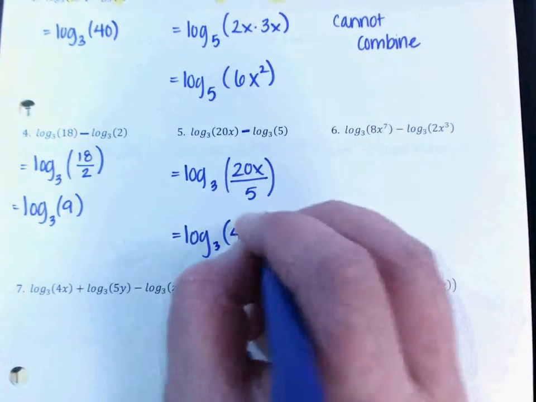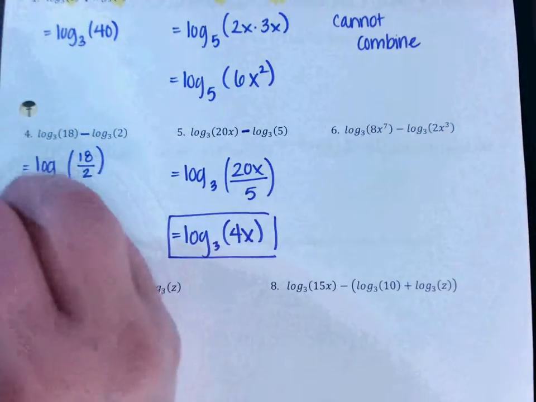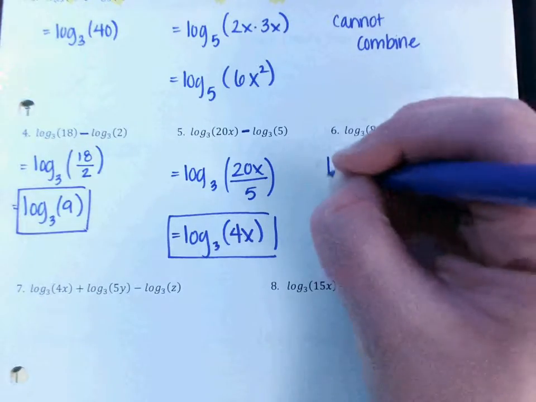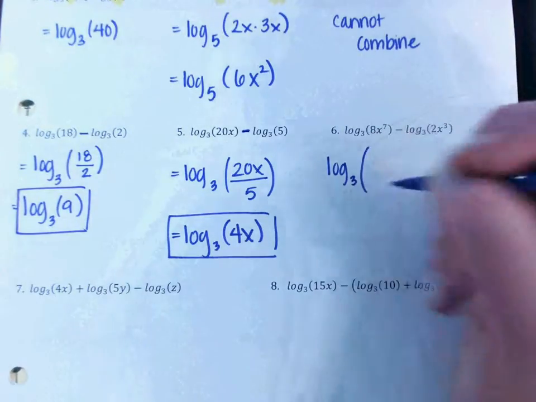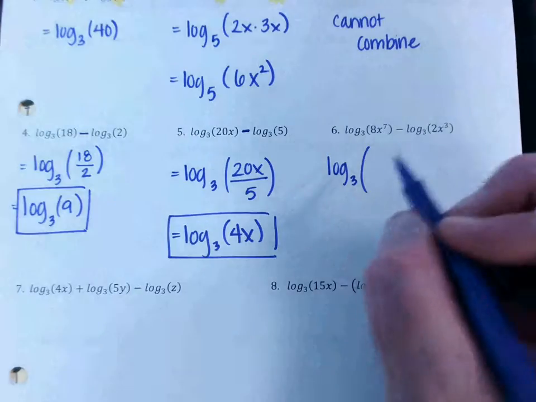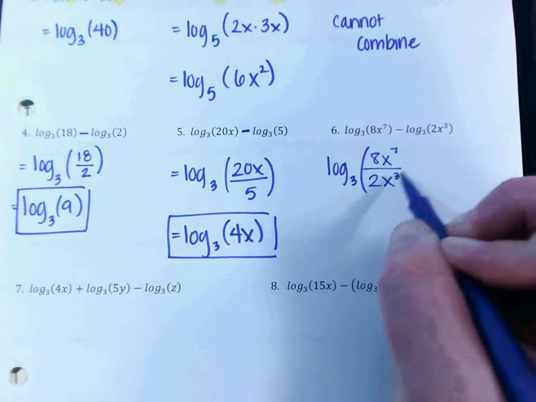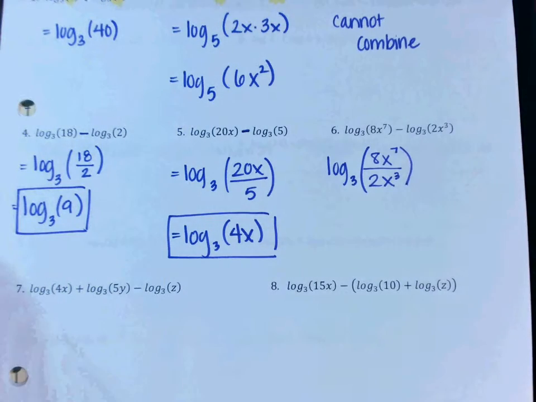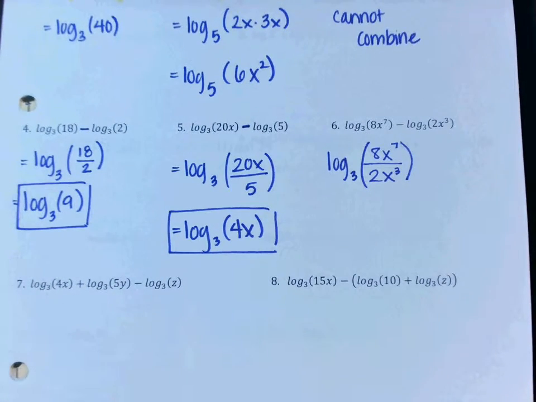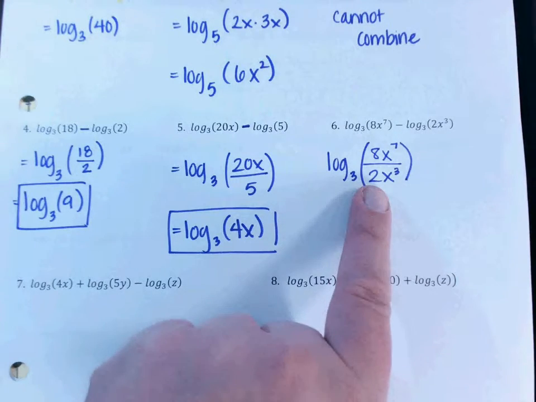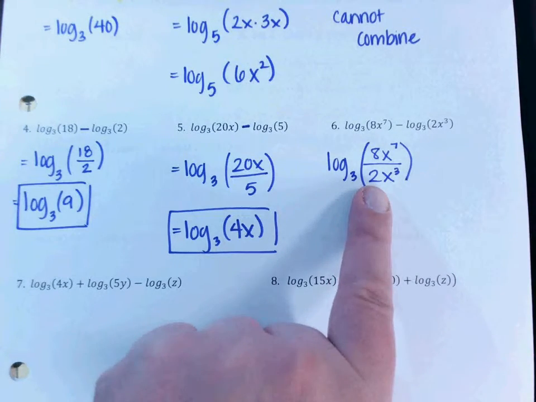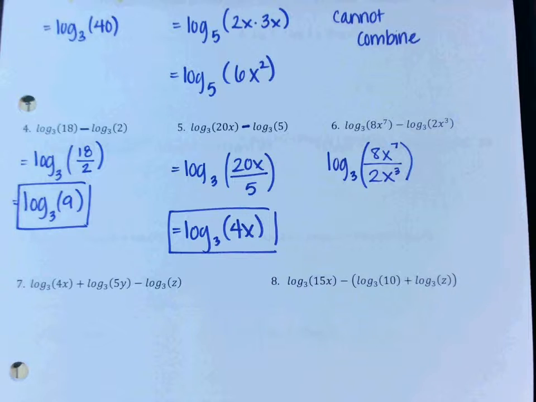Okay, take a look at number 6. Okay, this time I have both log base 3s, but on top I'm going to have 8x to the 7 and then 2x to the 3. Now, you covered this back in Algebra 1. You covered it again in geometry. We haven't really talked about it a ton. But when you're dividing expressions with x, the coefficients you divide as normal. So like 8 divided by 2 is going to give us what? 4. But then what do you do with the x's if they're divided?